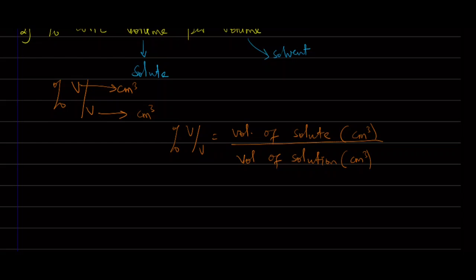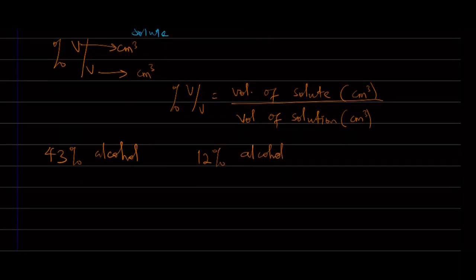percentage. This unit is common in hard drinks, alcoholic drinks, liquor. For example, you check McDowell or some expensive drinks, you will see they label it as, for example, 43% alcohol. I've seen something like this in some drinks. Some write 12% alcohol. So what does this mean? How do you interpret it as a chemist?